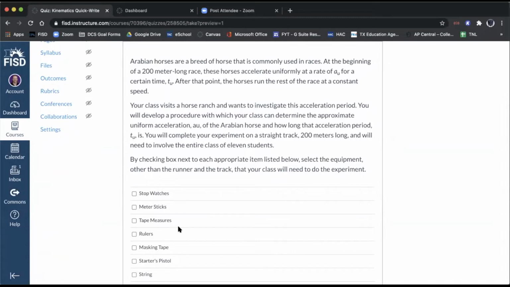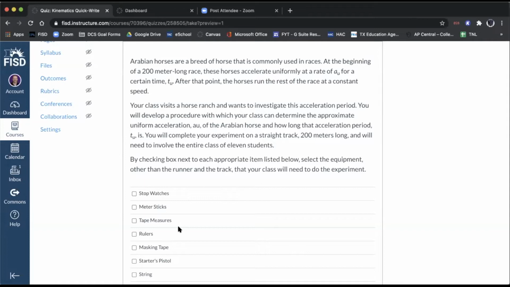All right, so the concept behind this: you've got Arabian horses, a breed of horses commonly used in races. At the beginning of a 200-meter long race, the horses accelerate uniformly, so they have a constant acceleration A for a certain amount of time T. After that point, they maintain that constant high velocity. They speed up and then maintain that speed, okay? So constant acceleration leads us to a velocity, and that velocity is then maintained.